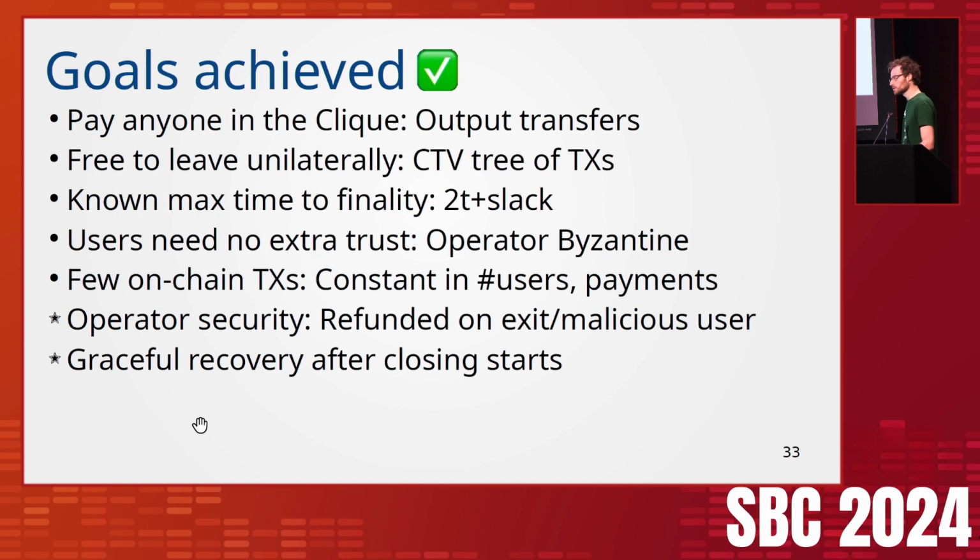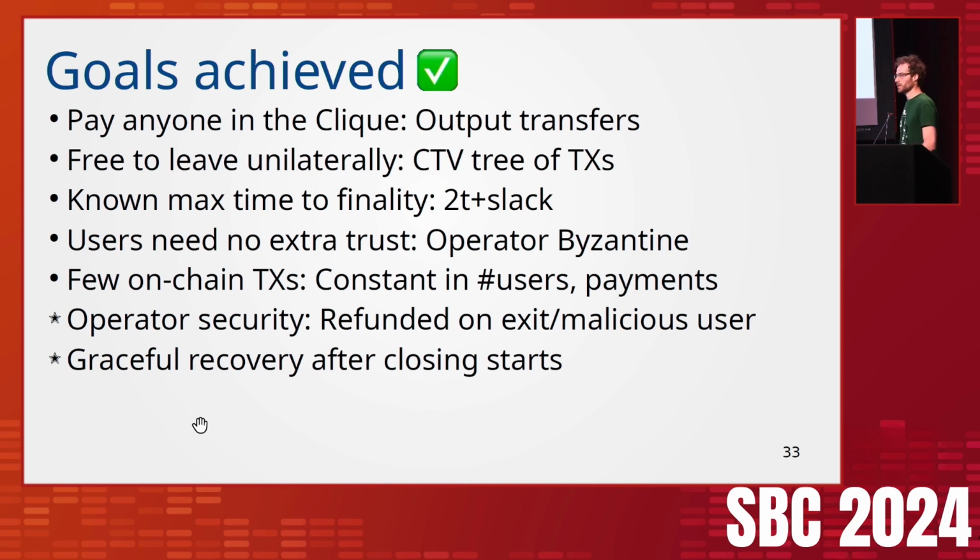But we achieved a number of goals, which is, as we wanted from the beginning, to make it possible for anyone to pay anyone else in the clique. Parties are free to leave unilaterally using the technique we saw. There is a maximum time to finality, which we can calculate. The operator is assumed to be Byzantine, so no trust there. The number of transactions is minimized as much as possible by making sure that during normal operation, the number of transactions is completely constant in the number of users and in the number of payments.